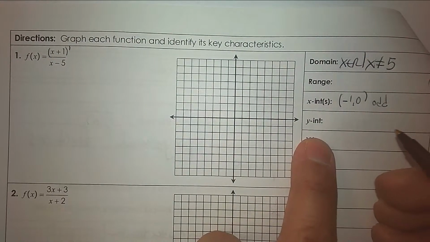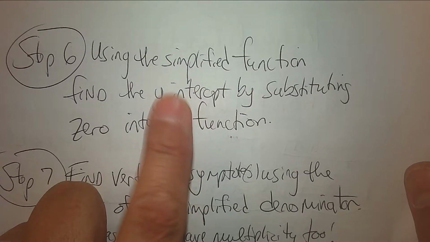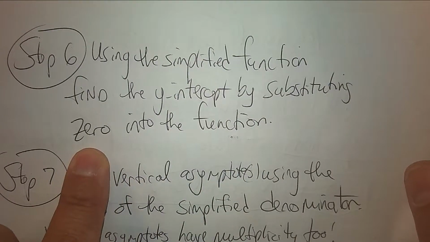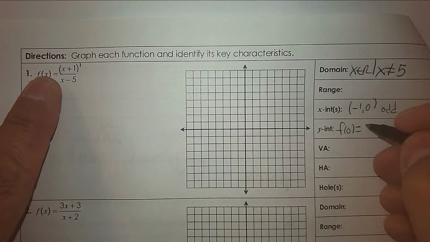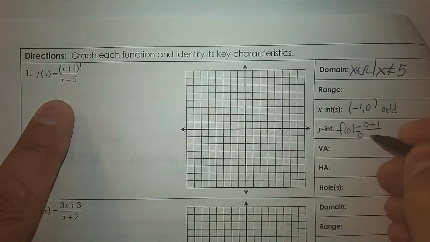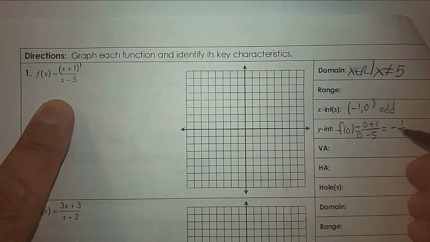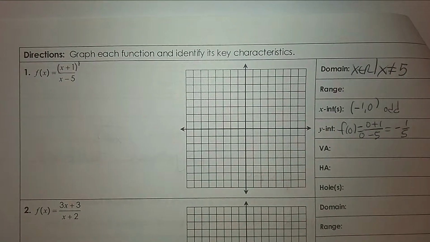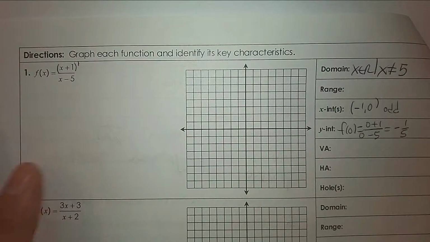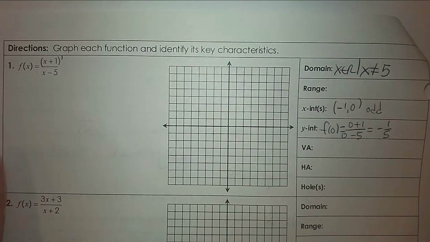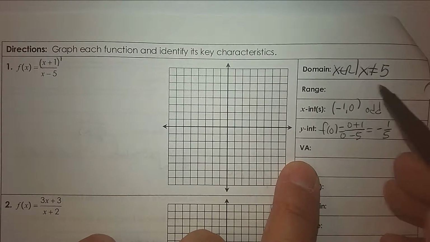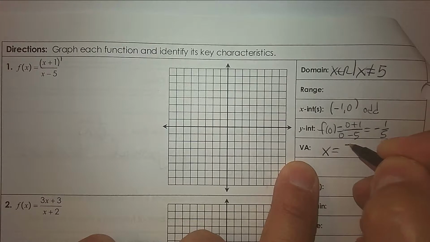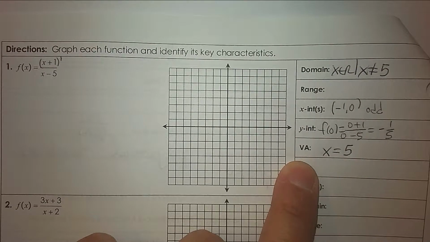How do you find the y-intercept? By substituting what in? 0. So if I plug in 0, what's 0 plus 1? What's 0 subtract 5? What do we end up with? -1/5. We'll estimate that on our graph. Vertical asymptote. The vertical asymptote shows where the graph is undefined. At what x value is it undefined? So where is my vertical asymptote? Because that's where it's undefined.